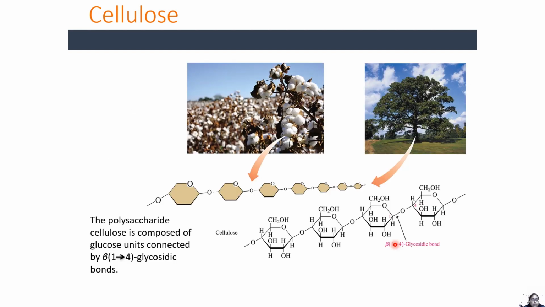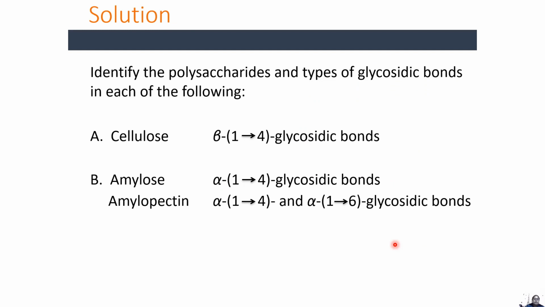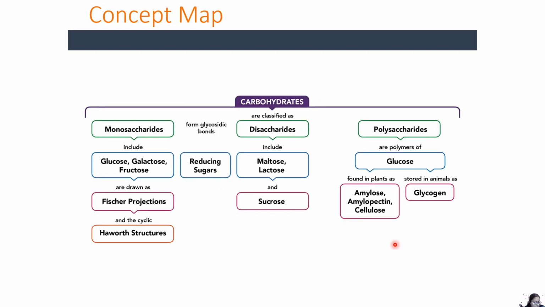So this is cellulose. The polysaccharide cellulose is composed of glucose units connected by beta 1,4 glycosidic bonds. Okay, now if you see this entire structure, which we can call the concept map, you see that carbohydrates can be categorized into monosaccharides, disaccharides, and polysaccharides. Okay, mostly monosaccharides, basically it's pretty much self-explanatory from the name.